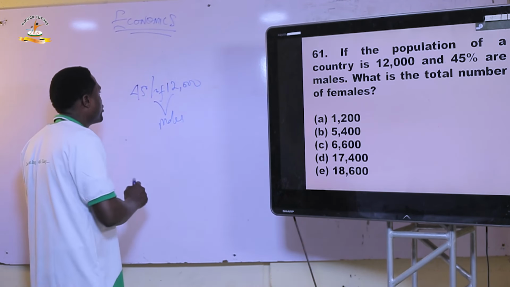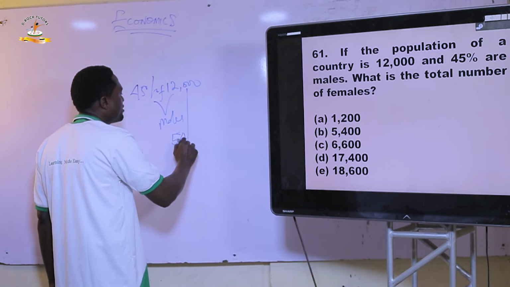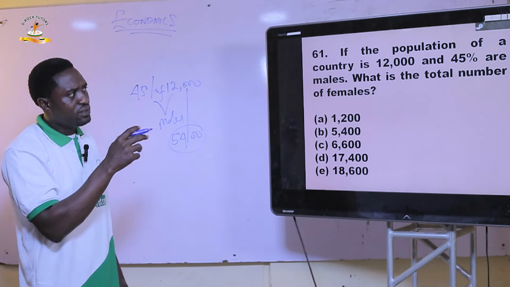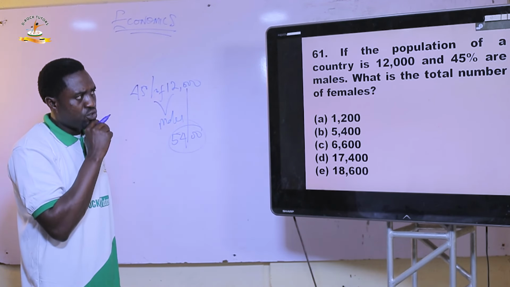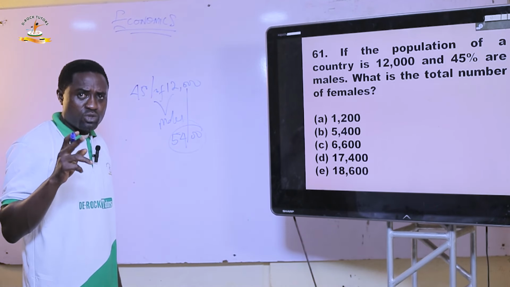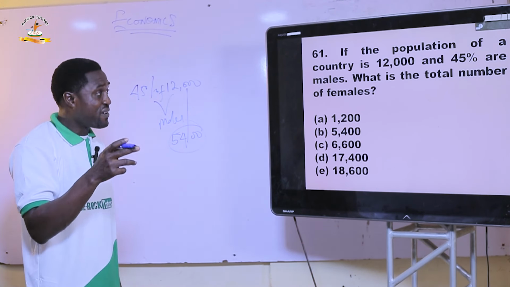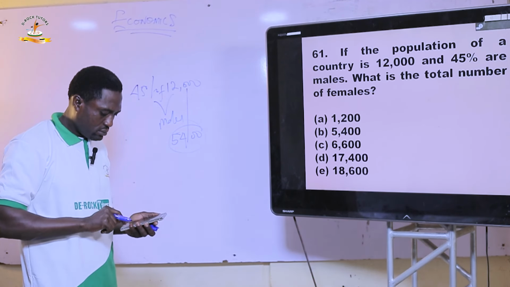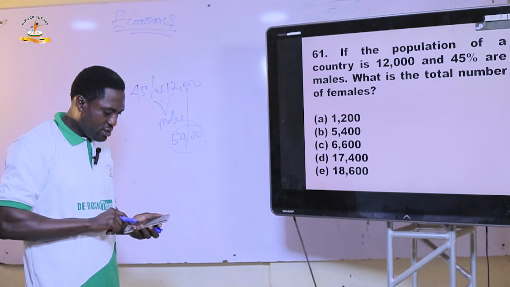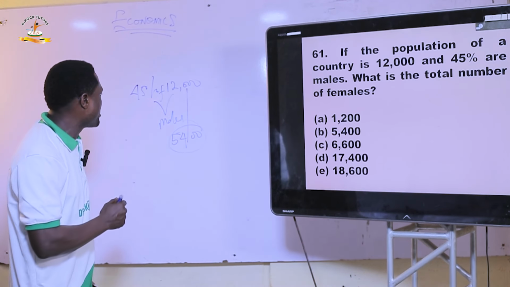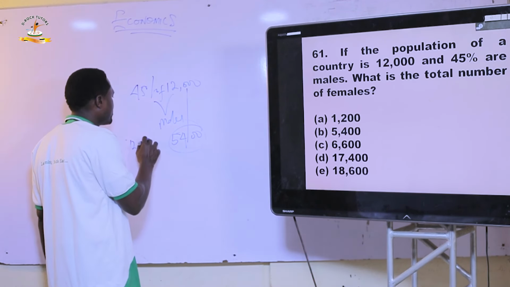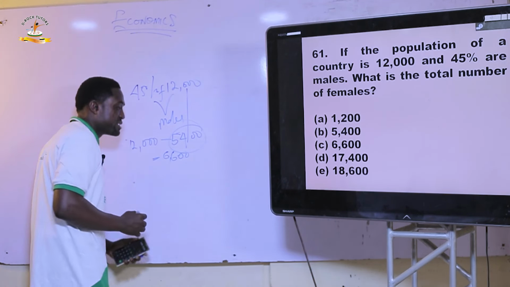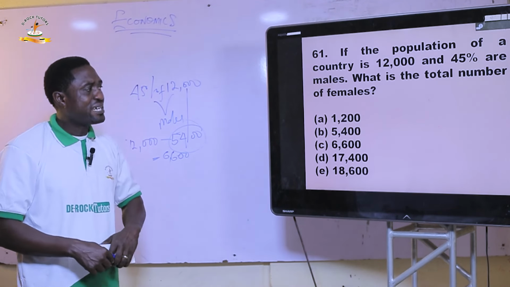That is 5,400. So that means 5,400 males are in that population. So what is the total number of females? What we need to do is just to remove 5,400 from 12,000. So it will be 12,000 minus 5,400, which is equal to 6,600. So the perfect answer to that is option C.